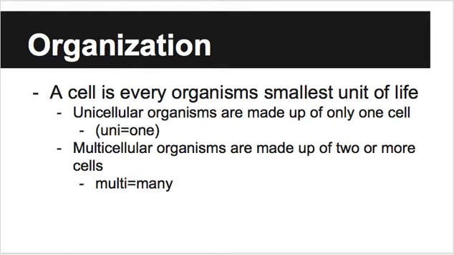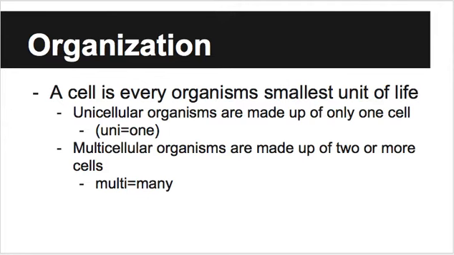A cell is every organism's smallest unit of life. So the smallest living things are cells. And cells can be different sizes, big, small, in between, but that's the smallest unit of life there is. Unicellular organisms are made up of only one cell.